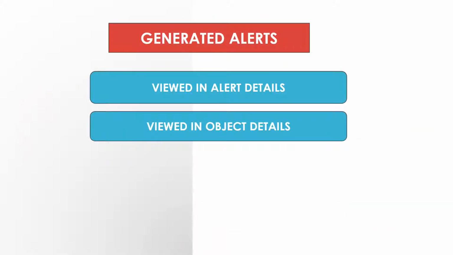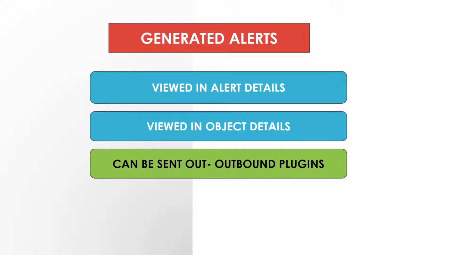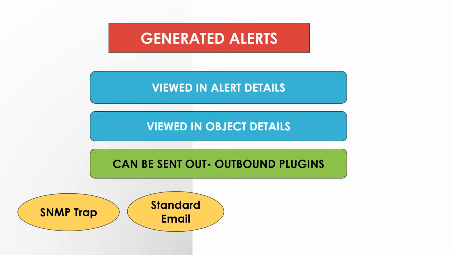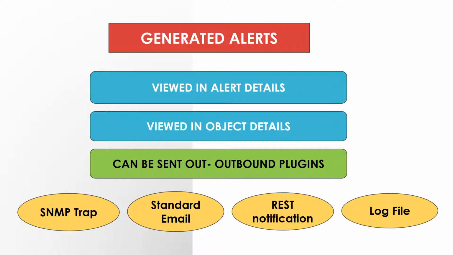Now, these generated alerts can be viewed in alert details and object detail in vROps. But you can also configure vROps Manager to send alerts to outside applications using one or more outbound alert options. You can configure the notifications option in outbound settings. Some of the examples are SNMP trap, standard email, REST notification, log file. You will learn about these in upcoming videos.